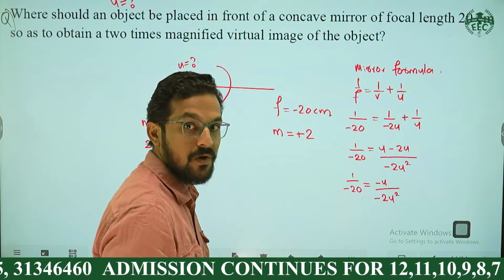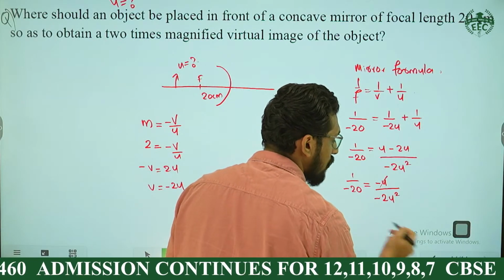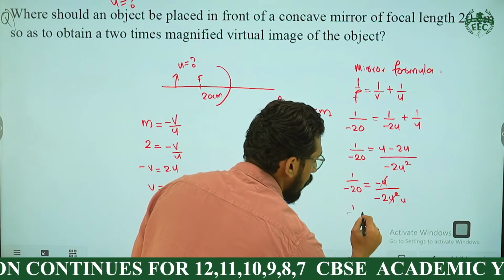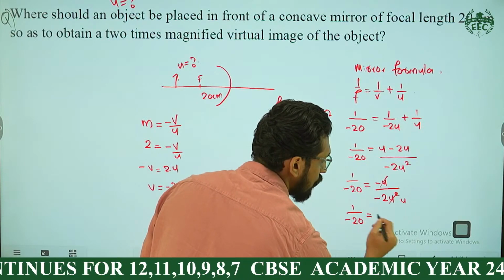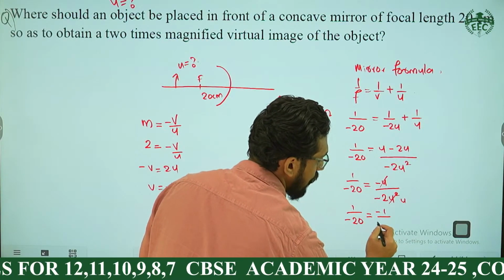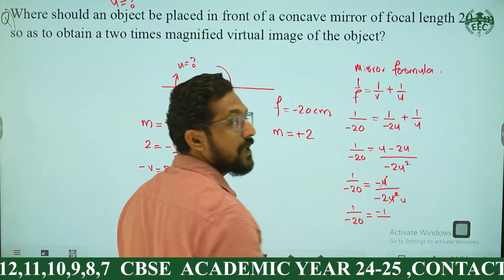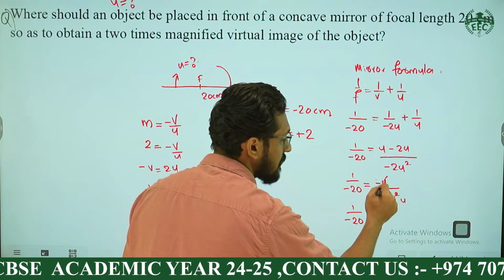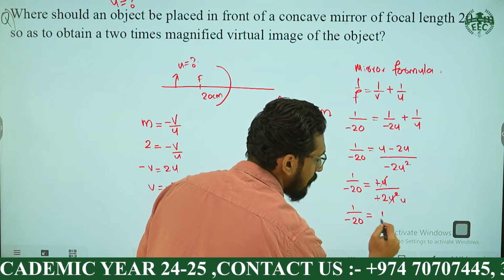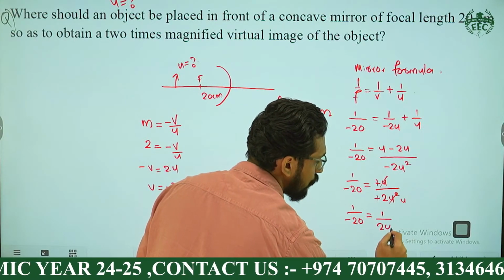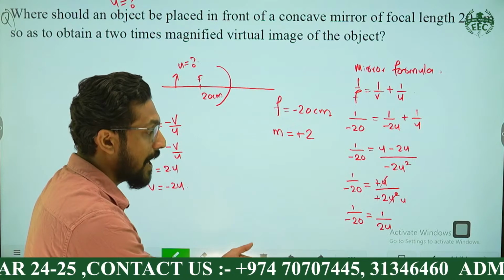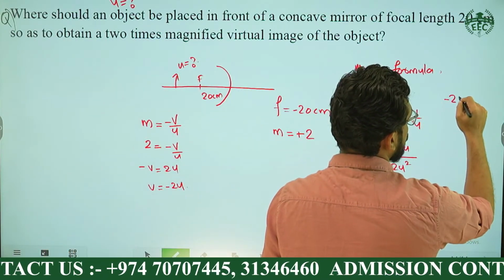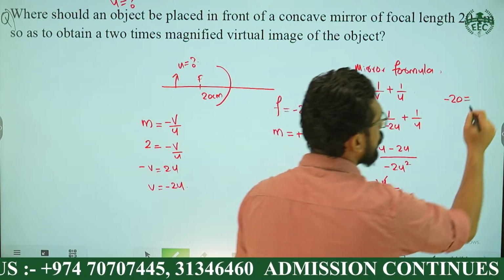What will happen now? What is the next step? You can strike out this U. You will be left with one U here, right? That will be 1 by minus 20 is equal to minus 1 divided by, this minus will be gone, right? You don't have to write it. So 1 by 2U, right? 1 by minus 20 is equal to 1 by 2U. Now you have your answer. That is minus 20 is equal to 2U.